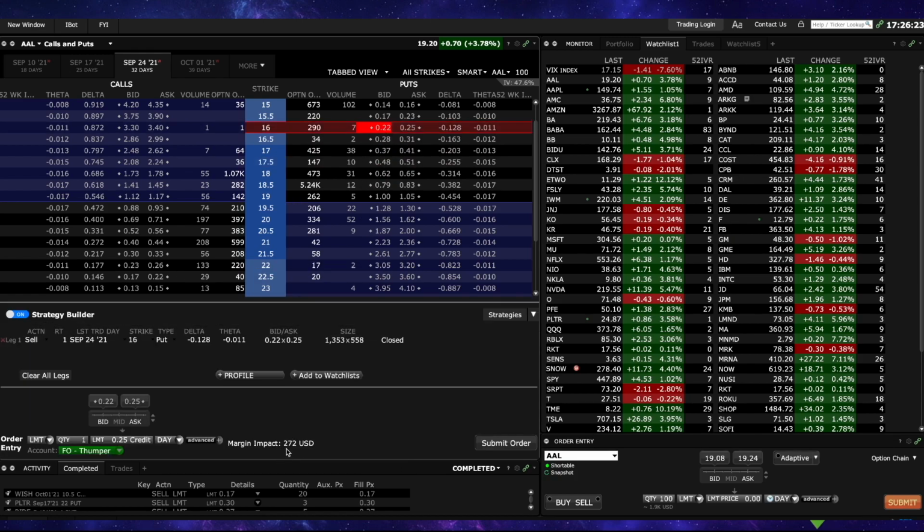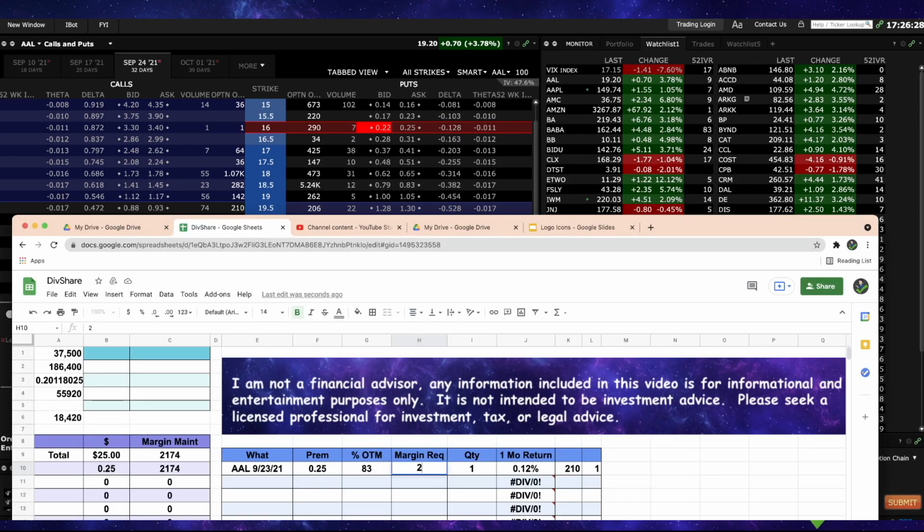You can see it costs $272 per contract at this. So I'm going to put that in here, $272. If I do this, maybe I'll put on 2 of these because I wouldn't mind taking the AAL at that point. And this is about a month return.